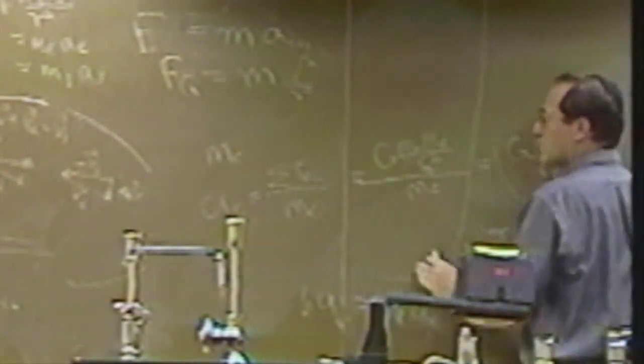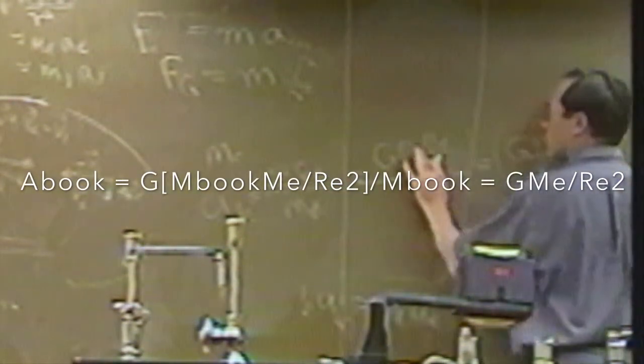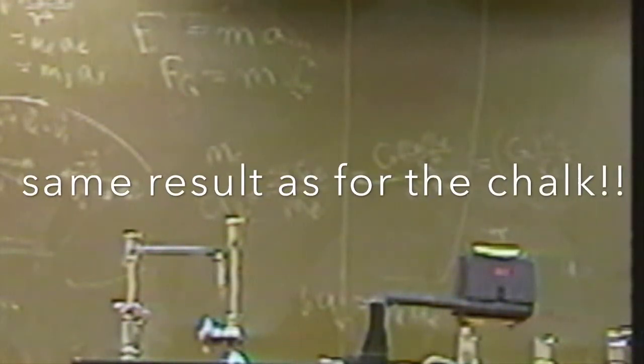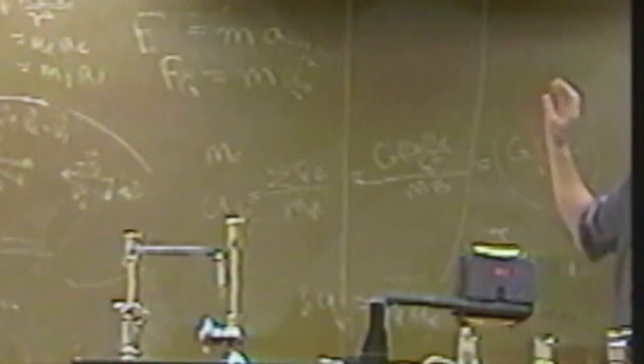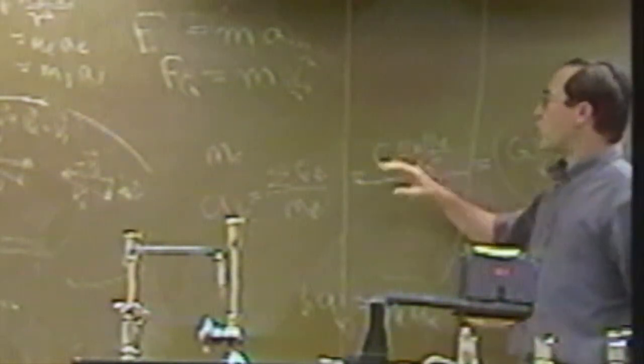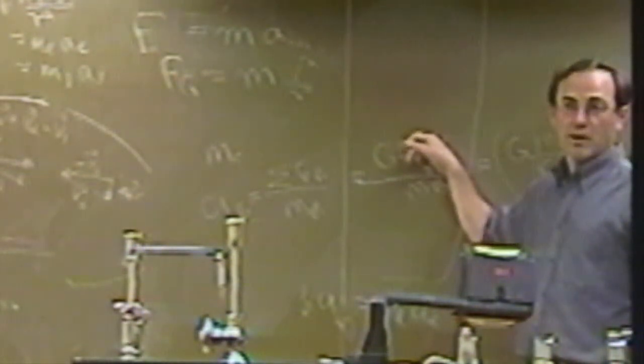What do I have to change here? It doesn't change. It doesn't matter what the mass is. The acceleration due to gravity is independent of the mass. It's a beautiful, beautiful result. You have two equations, unrelated. One is F is equal to ma. The other one is the force of gravity is G m M over r squared. Because both of them have m in there, they cancel out.